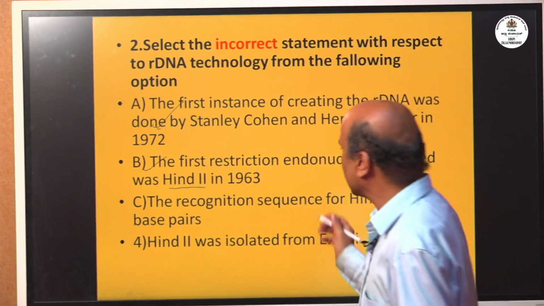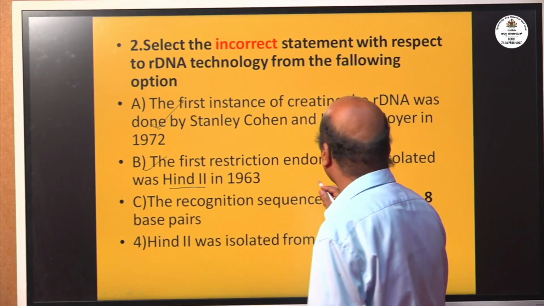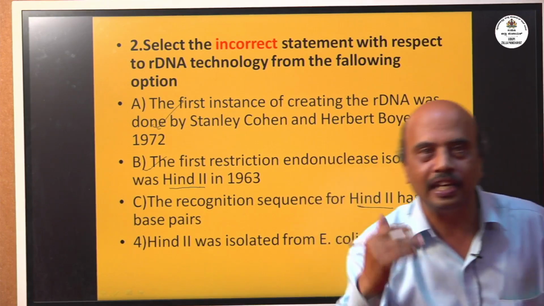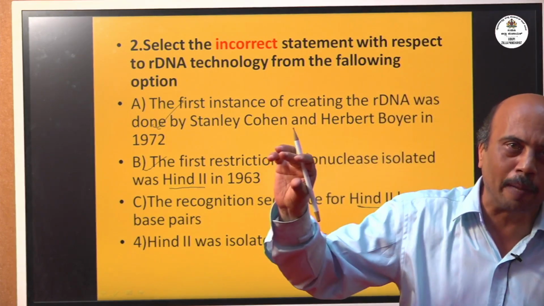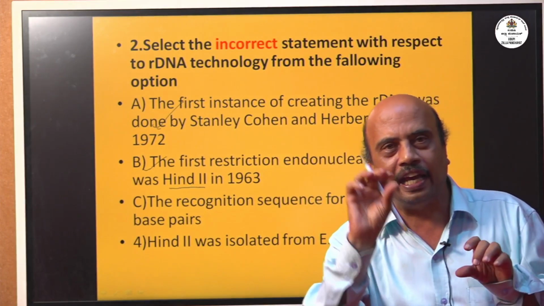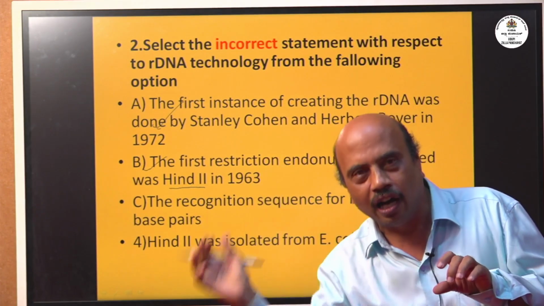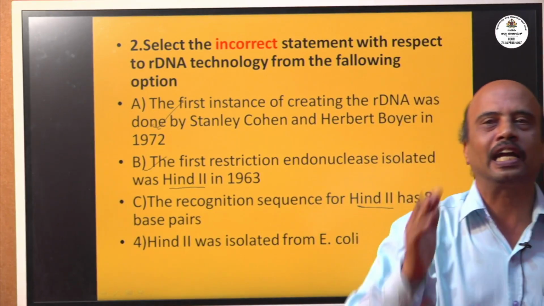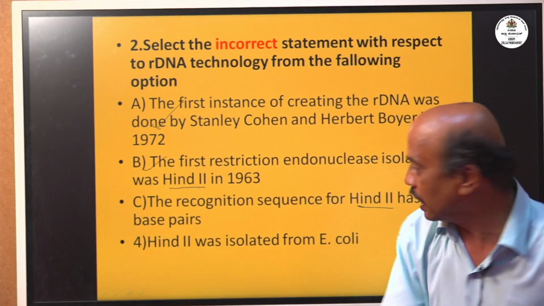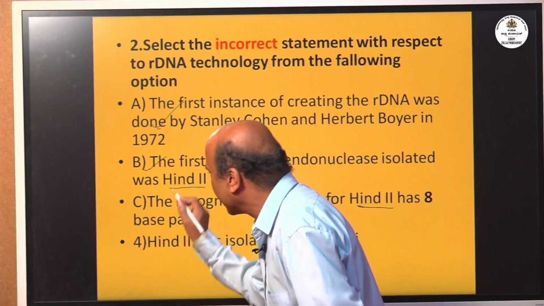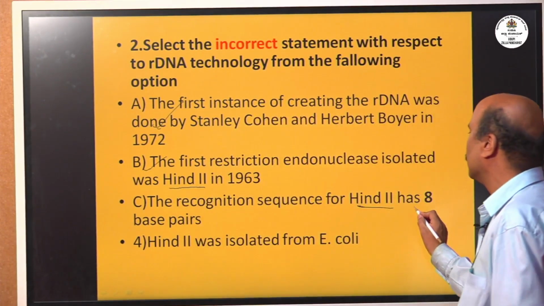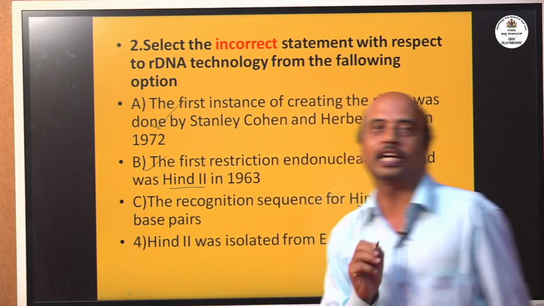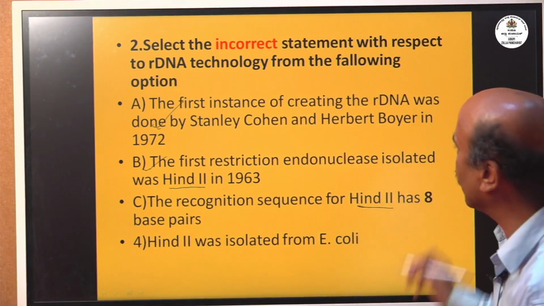The recognition sequence for Hind II is GAATTC in the 5' to 3' direction. If you read from the other strand, from 5' to 3', it is also GAATTC. So therefore, the recognition sequence for Hind II has not 8 base pairs, it is 6 base pairs. So that is the answer. Therefore, the incorrect statement is C.